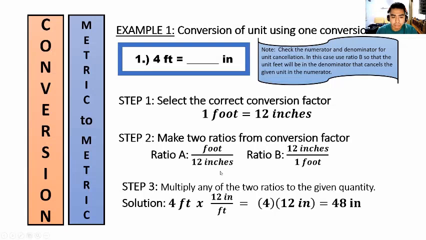So this one. So 4 feet times, ito yung gagamitin natin, yung ratio B, para makancel yung ating feet na unit. So 4 times 12 inches, we have 48 inches. So therefore, there are 48 inches in 4 feet.